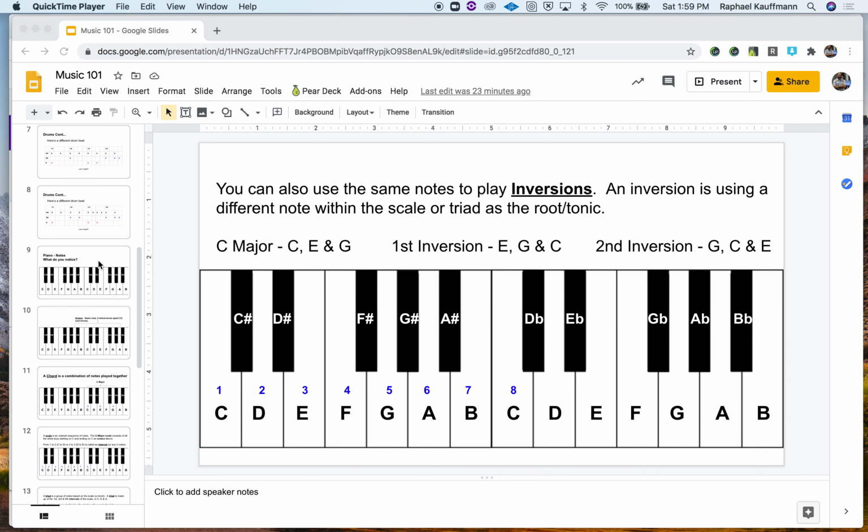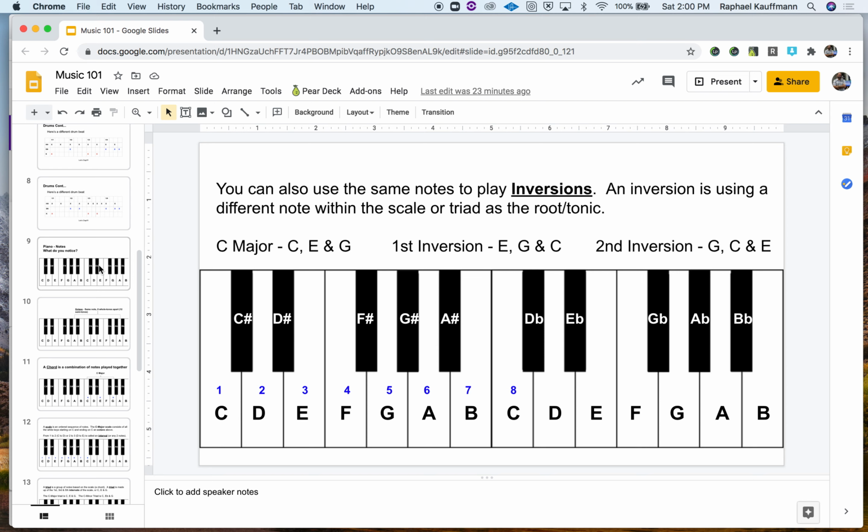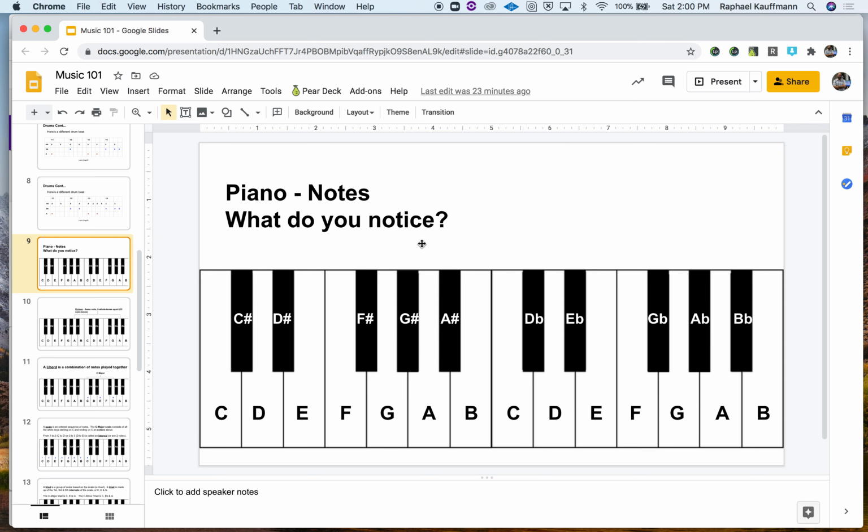And what's the most important thing that we need to know? These letter names. You gotta know it. You gotta know it. Everything is based on it. And we'll get to that soon.